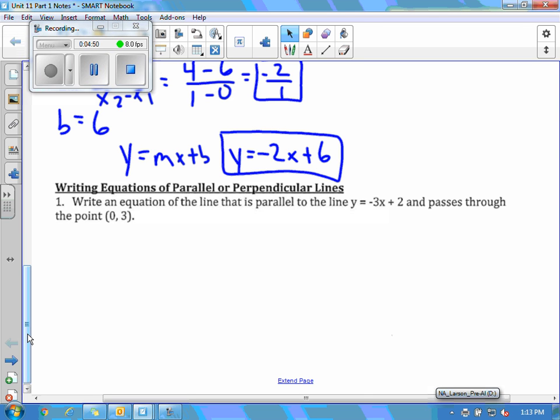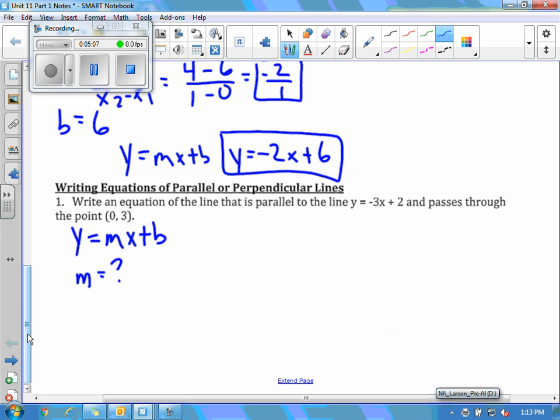So the first one says write an equation of the line that is parallel to the line y equals -3x plus 2 and passes through the point (0, 3). So again, to write an equation in slope-intercept form, y equals mx plus b, we need to figure out what the slope is, and we need to figure out what the y-intercept is. For a parallel line, we know that they're going to have the same slope. Parallel lines have the same slope.